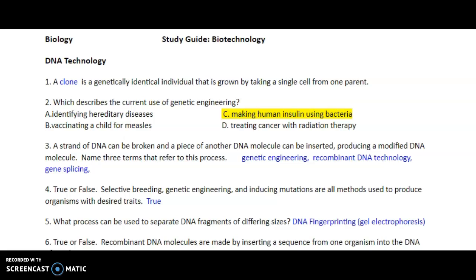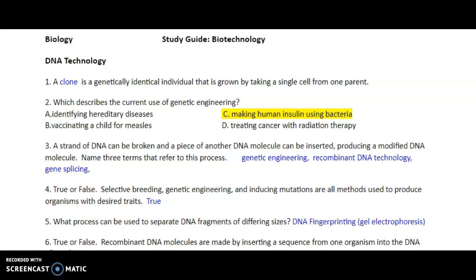Okay, now we're going to go over the Biotechnology Study Guide. Number 1 says a blank is a genetically identical individual that is grown by taking a single cell from one parent. That would be a clone. Clones are going to be genetically identical, and they're going to be just like the donor, the organism that donated that genetic information.